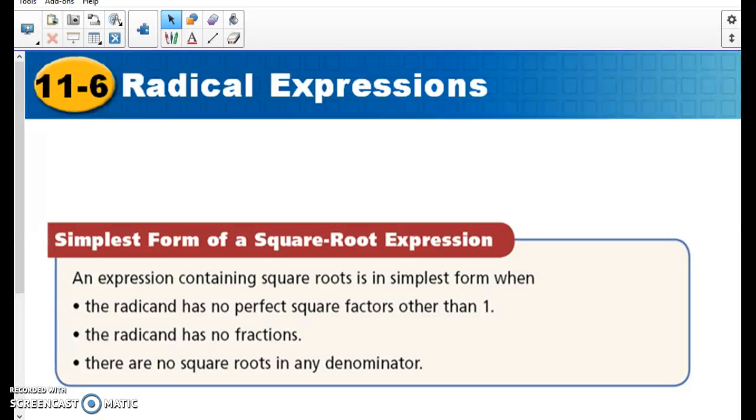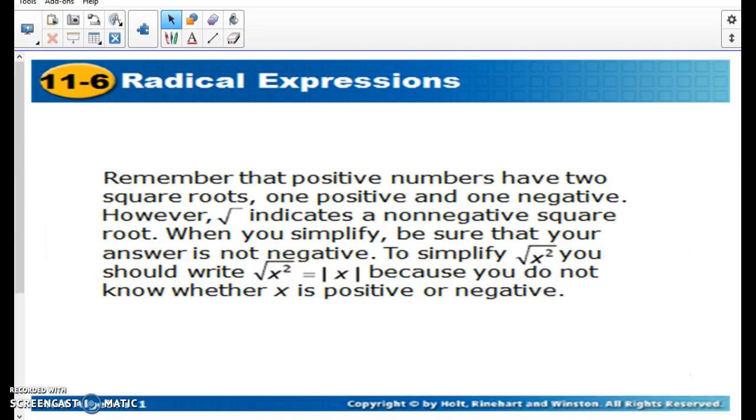Okay, so like I just said, there are no perfect squares other than factors of 1. It has no fractions, no square roots can be in the denominator. If we ever do get something that says like square root of a square, we have to remember to put it in absolute value bars because it could be positive or negative. So we just put it in absolute value bars, but it's only if we get something squared.